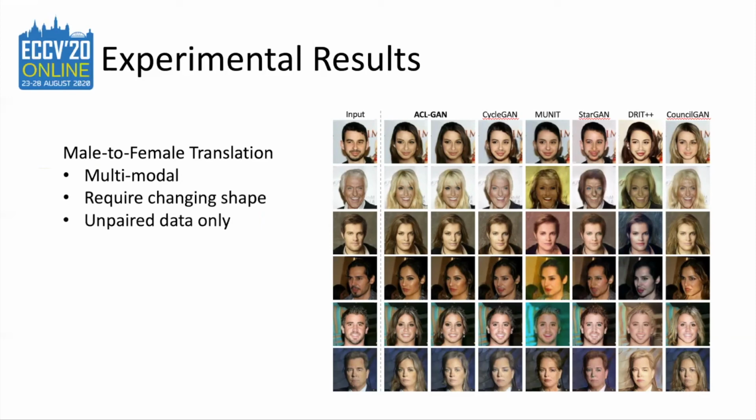Third, paired data is impossible to acquire. That's to say, this task can only be solved by using unpaired training data. Two results of ACL GAN again show the diversity. Our results are more feminine than baselines with cycle consistency loss, as our faces have no beard, longer hair, and more feminine lips and eyes.